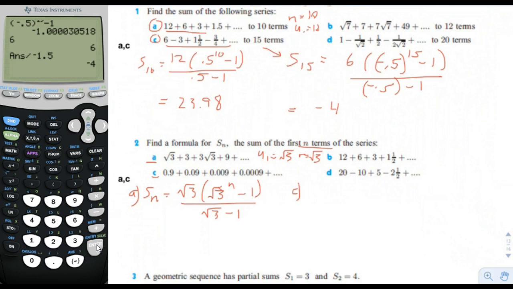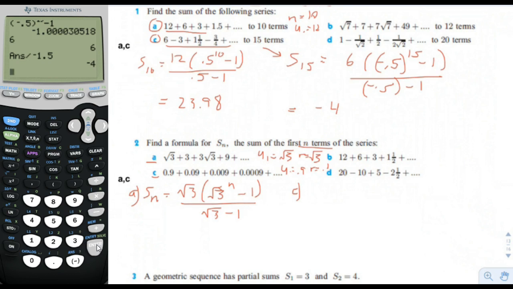Okay. Next one, we know that u1 equals 0.9. We know that r is equal to 0.01. Is that right? No, it's 0.1, right? Because when we multiply the previous number by 0.1, it moves the decimal point over 1. So 0.9 times 0.1 is equal to 0.09.